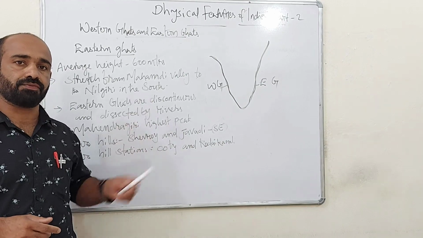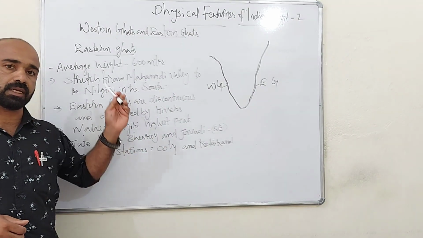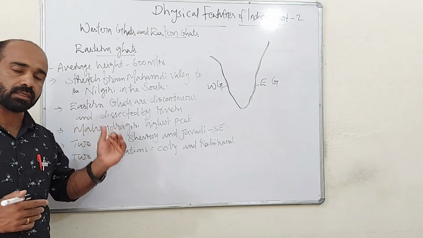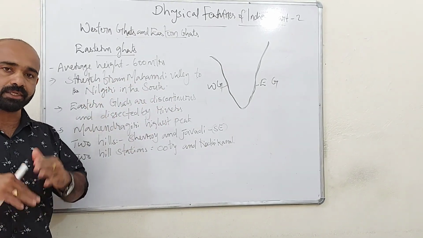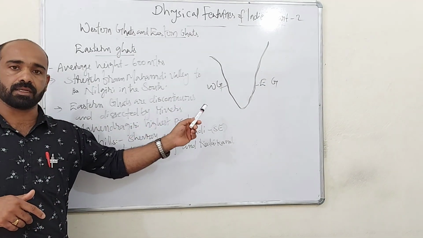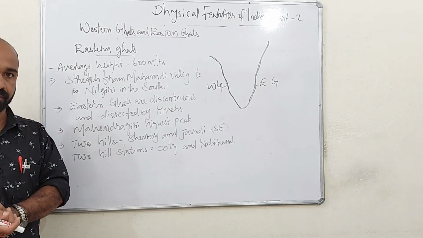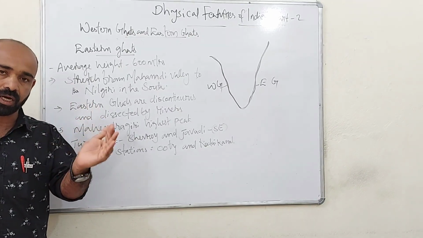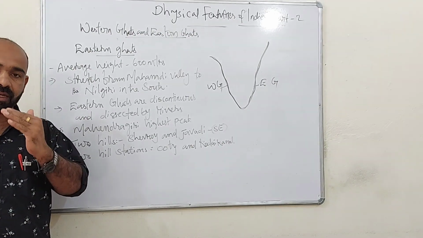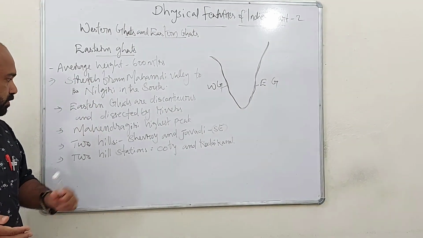Let's see the features of Eastern Ghat. The average height of Eastern Ghat is 600 meters, and the Eastern Ghat stretches from Mahanadi river valley to the Nilgiri hills in the south. Eastern Ghats are discontinuous and dissected by rivers which are flowing into Bay of Bengal. Many rivers like Krishna and Tungabhadra flow into Bay of Bengal, and because of these rivers, Eastern Ghats are dissected and discontinuous.